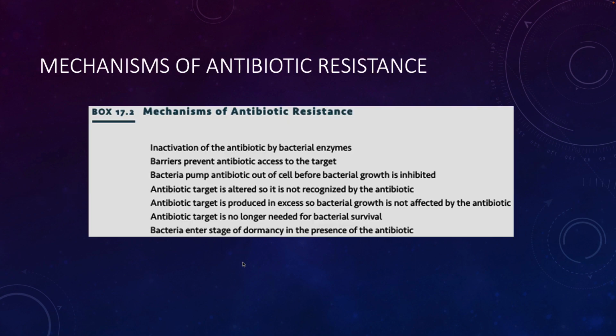Again, here are some of the common mechanisms of antibiotic resistance. We have the production of enzymes. The beta-lactamases are the most common that we talk about. Barriers that prevent access to the target. Pumping the antibiotic out of the cell. Altering the antibiotic target. Producing excess of the target, so they basically outnumber the antibiotic. The antibiotic target is no longer needed for bacterial survival.